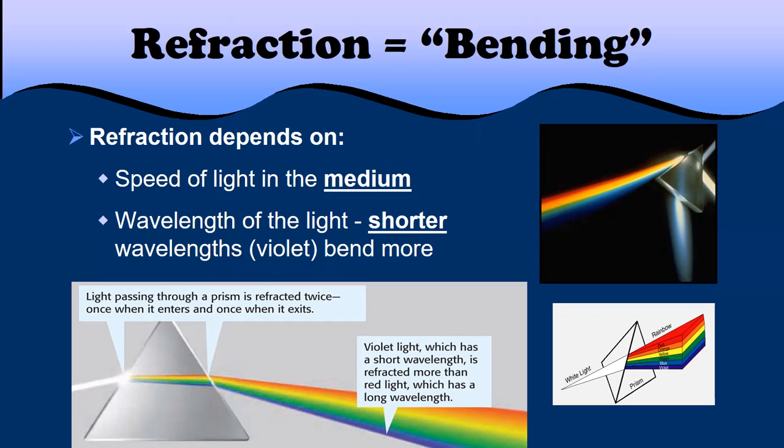Remember before, in the last video, we talked about invisible light. Different colors have different wavelengths. So the shorter the wavelength, like violet, they're going to bend more because of the high energy. All right, there's a little picture down here to help us see that. So refraction depends on two things: the speed of light in the medium, so if it's passed through air or water, or what wavelength the light has.